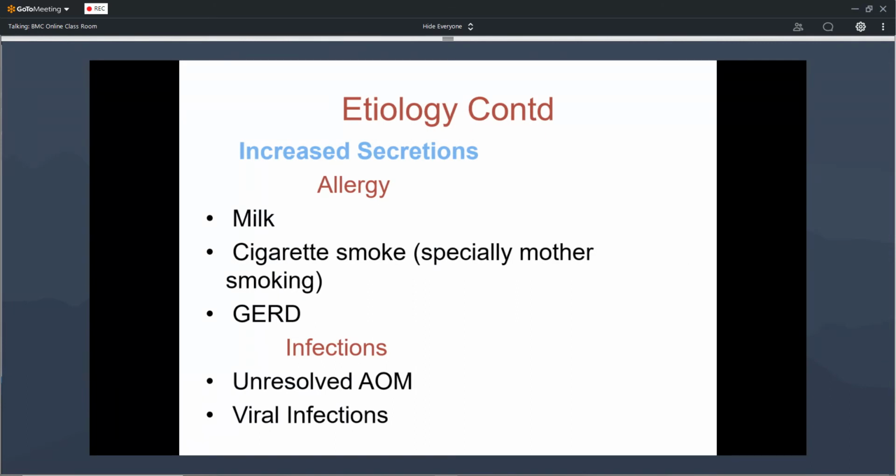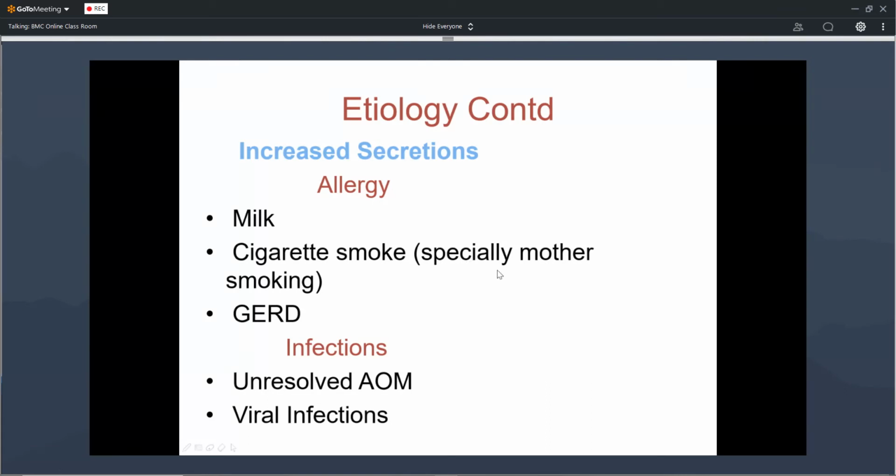The third one is allergy. If the patient has an allergy, there are increased secretions from the middle ear cavity. In the middle ear cavity, the lining epithelium is ciliated columnar epithelium, and there are mucus and serous secreting glands. These glands will secrete a larger amount of secretions because of the allergy.